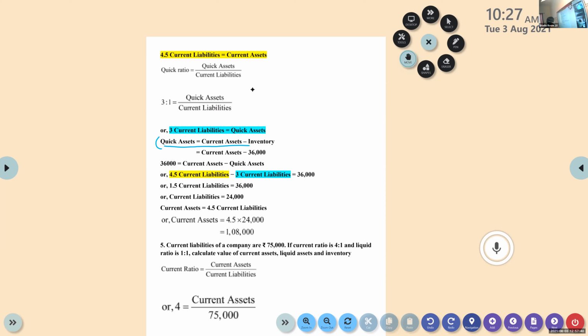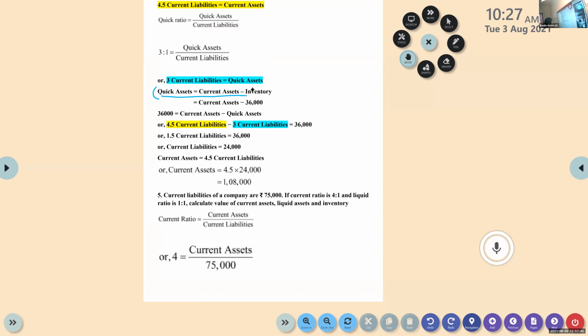Okay. Current liability is directly given, 75,000. Current ratio and liquid ratio are given. Find the value of current asset, liquid asset and inventory. So let us begin by writing the formula for current ratio. Current ratio is equal to current asset divided by current liability.